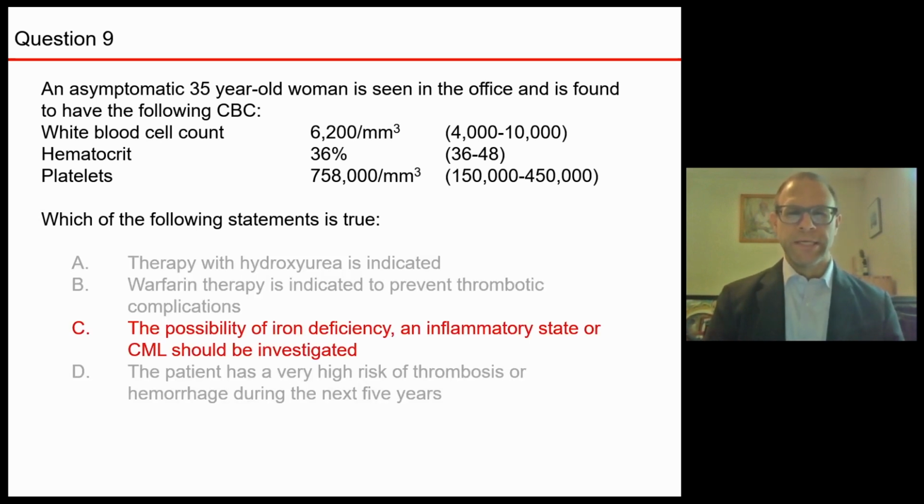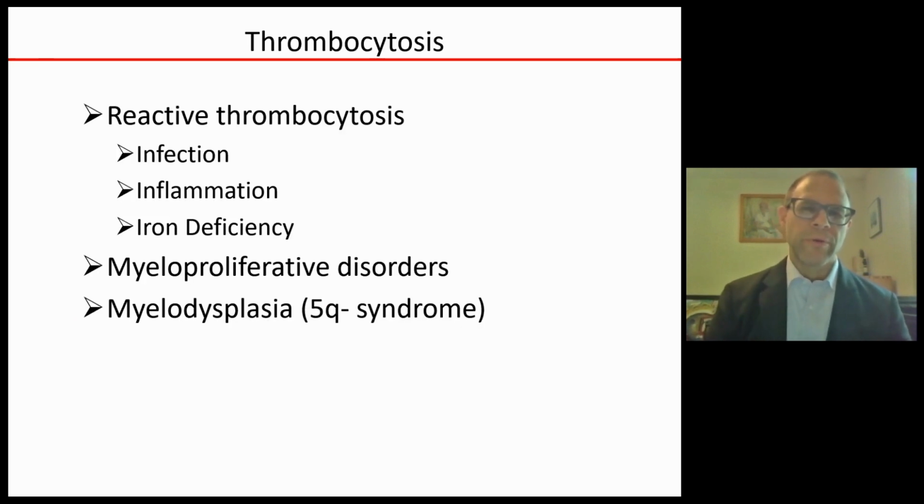The answer is C. Turns out that iron deficiency can cause a reactive thrombocytosis, so should always be tested for when platelets are elevated. When we think about high platelets, we wonder, is this a reactive cause or a bone marrow disease? And bone marrow disease, when you have excessive growth of something, is a myeloproliferation.